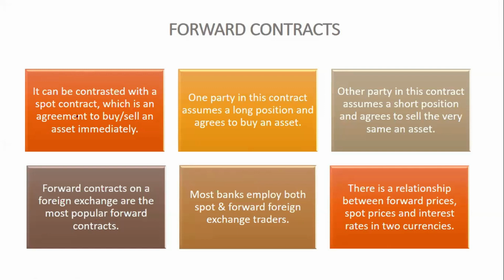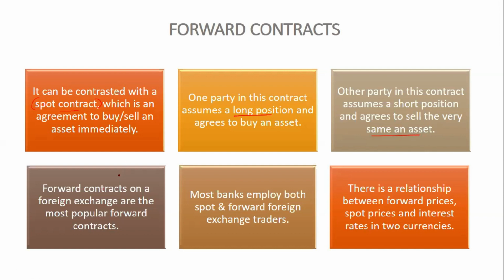It can be contrasted with a spot contract, which is an agreement to buy or sell an asset immediately. That is what a spot market is. One party in this contract assumes a long position. Long position means you're buying this product. And the second party is going to assume a short position. That means they are selling the same asset.